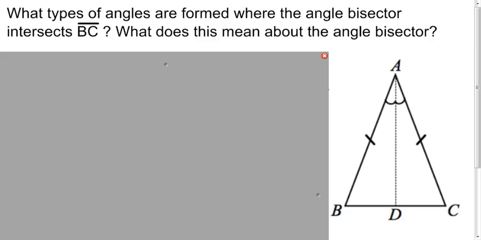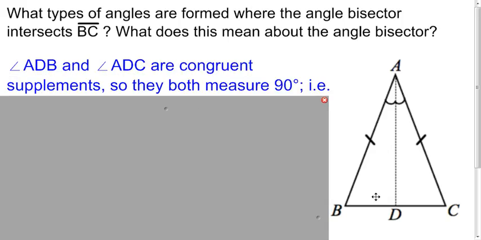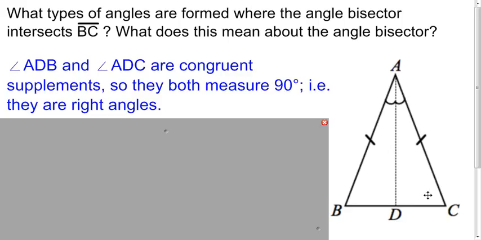So here's some more properties to think of. What types of angles do you get down here where the angle bisector touches segment BC? What types of angles do we get here? Well, you know that these are congruent and they're also supplementary. So they both have to measure 90 degrees. So they are right angles. The only way that you have congruent supplements is when they're both 90, because 90 plus 90 is 180. There's no other measures that are going to get that done for you.